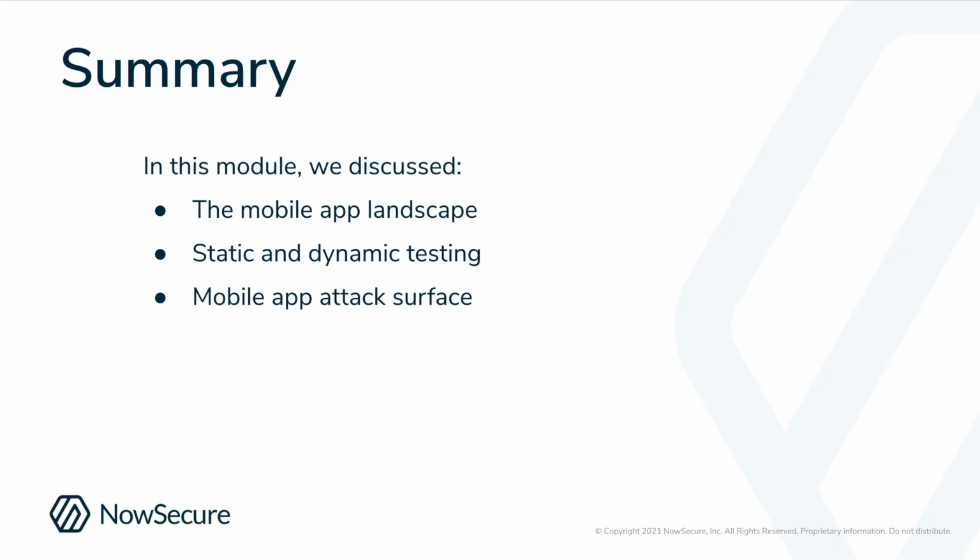So we zoomed through a few topics today. We looked at the mobile app landscape, how static and dynamic testing work together, and how the mobile attack surface looks and how important it is. I think as we go forward, you're going to use that information to better understand how to perform that testing and understand why that's important. So as we go into these next videos, be sure to reference back to these because they're useful information as we expand on our knowledge.